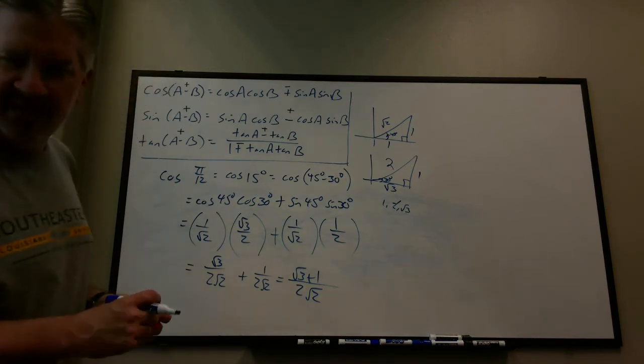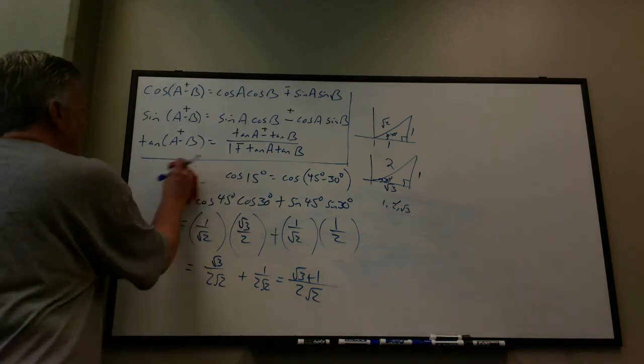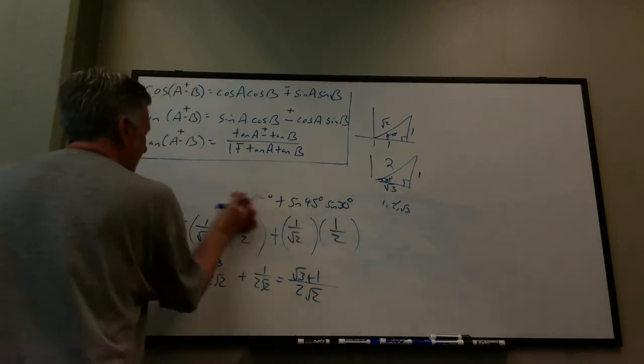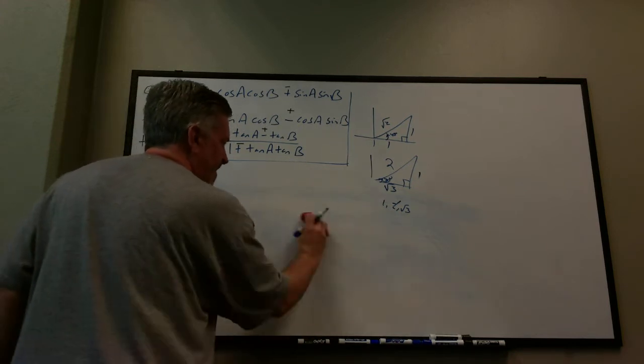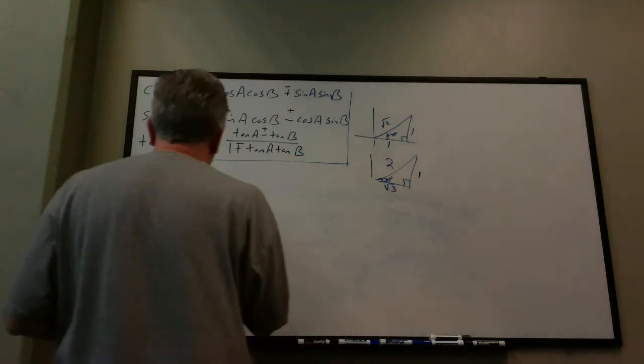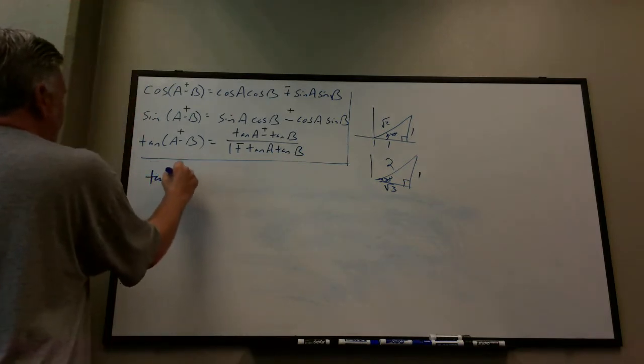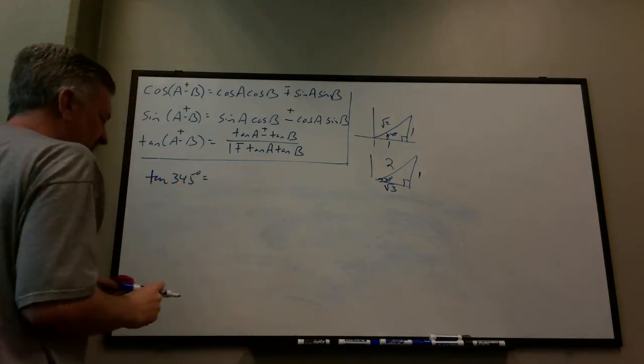It says find the exact value of tangent of 345 degrees. Tangent of 345. Okay, tangent of 345 degrees. So this one's already in degree measure.